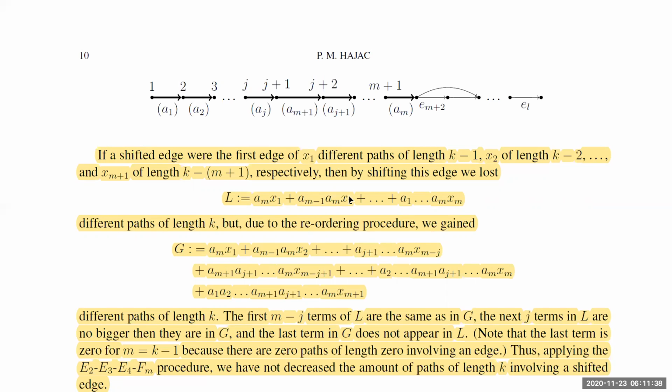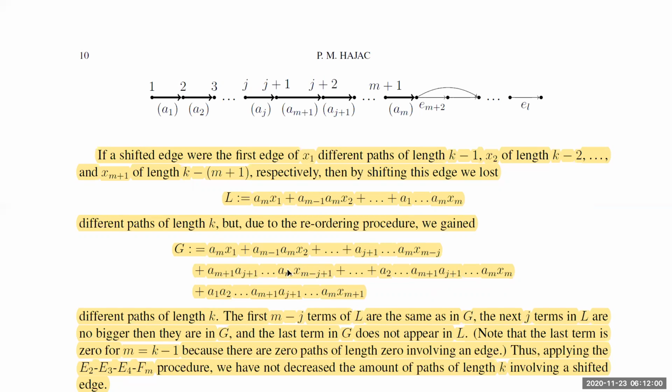But now things begin to change, right? So the first m-j terms of L are the same as in G. Now we look at the next j terms in L. So now remember that before j+1, we have m+1 because of our cyclic permutation.